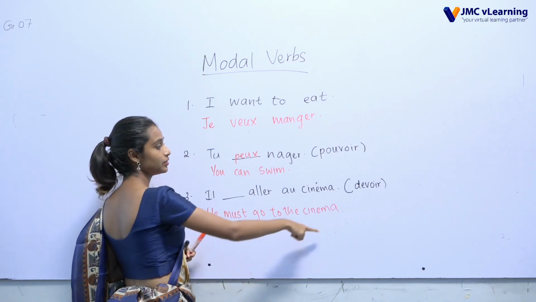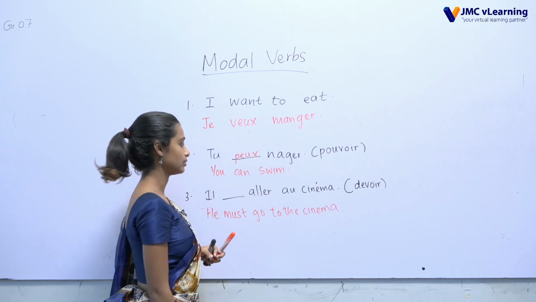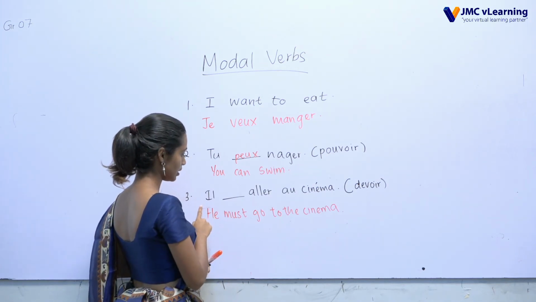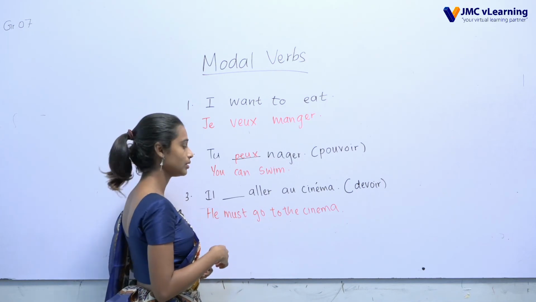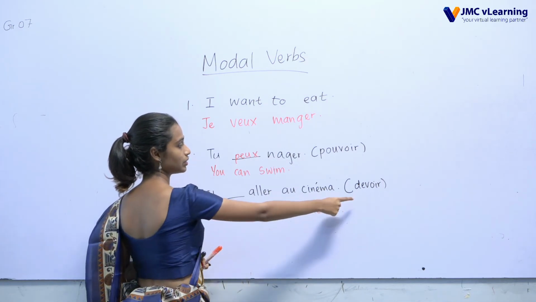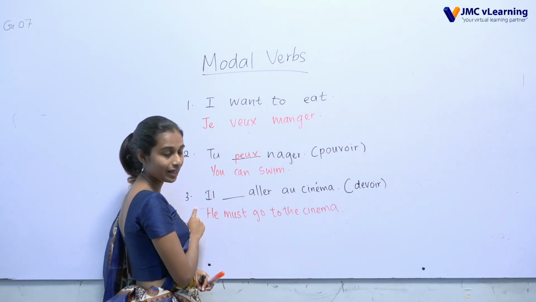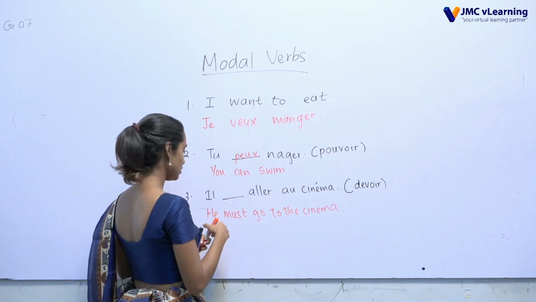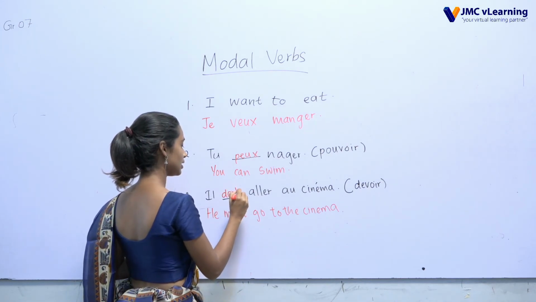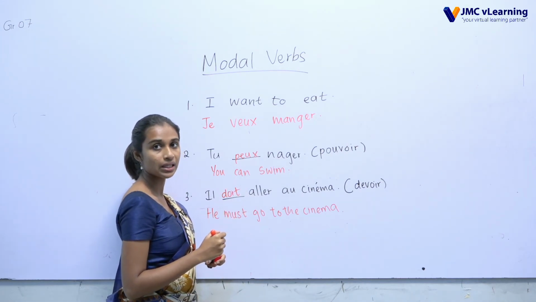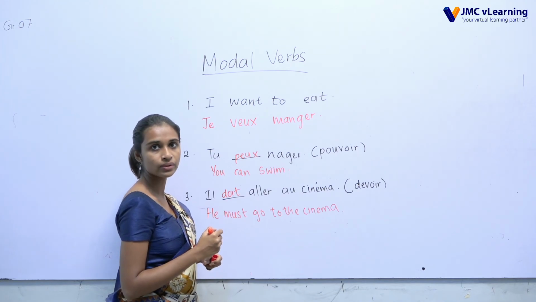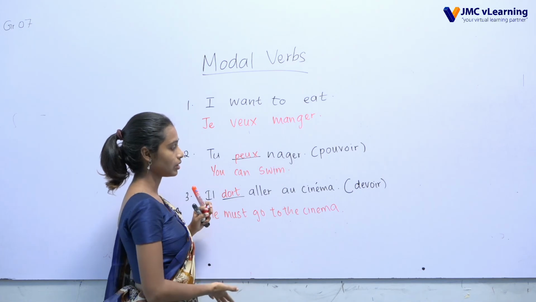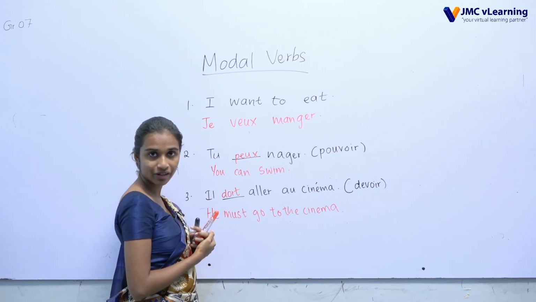And then devoir. Devoir means must, right? So he must go to the cinema. So you have to conjugate devoir with il, which means he. So il blank aller au cinéma. Il doit aller au cinéma. Right? Okay. So now we have come to the end of our lesson.